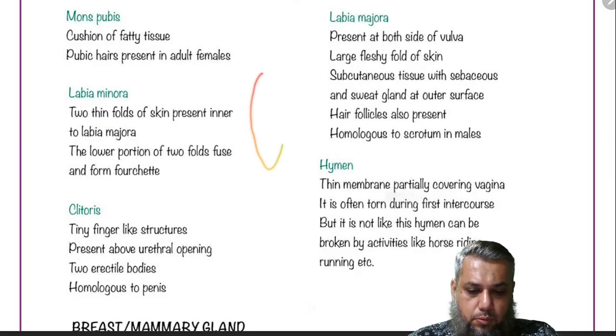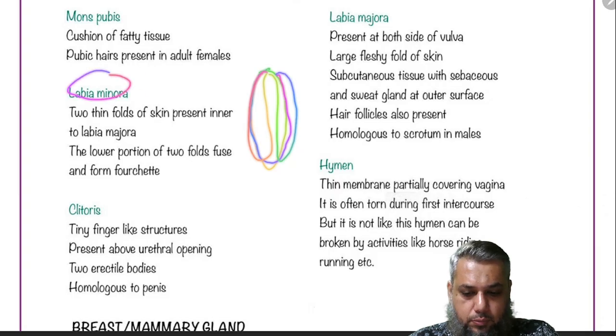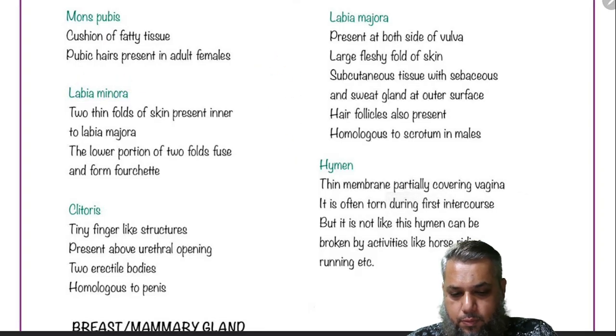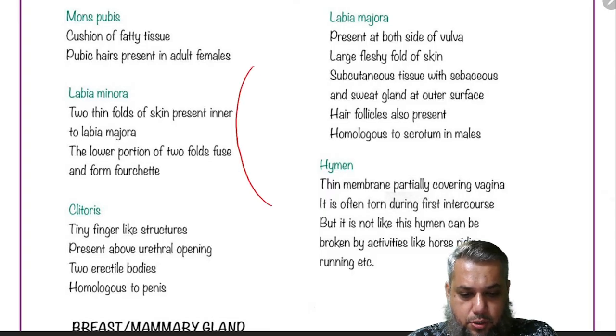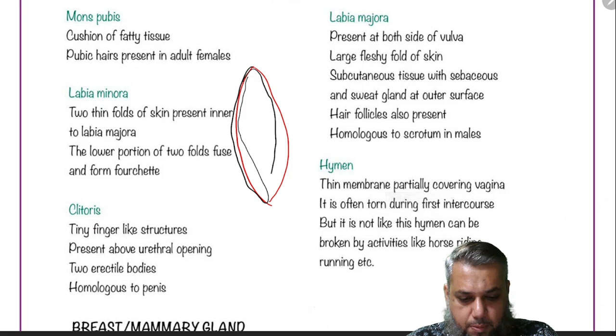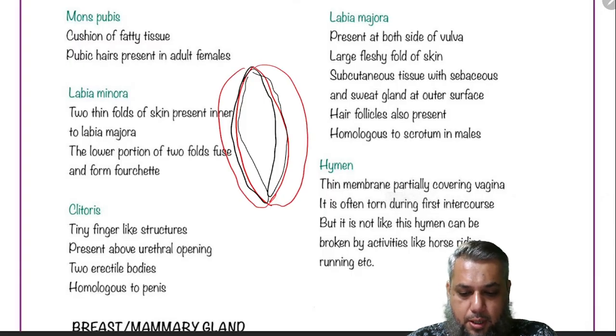region called vestibule. This is the vestibule which is bounded by two inner thin folds which are called the labia minora. Okay, and this region of the vestibule is lined by two thin folds which are called the labia minora, and two thick outer folds which are called the labia majora.